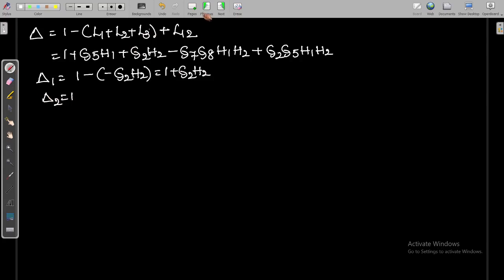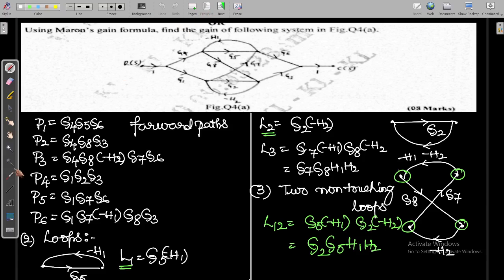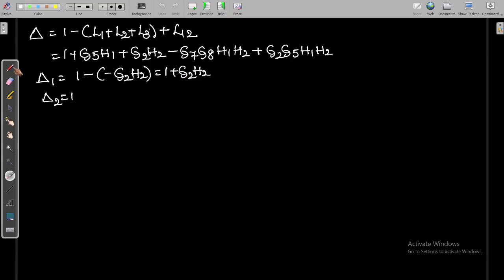Next, what about the delta 3 also? Delta 3 also you can observe, delta 3 will be G4, G8, minus H2, G7, G6, it is also touching all the loops, you can't take it, that is delta 3 also we can write as how much, that is also 1. What about delta 4? Let us see the delta 4 here.